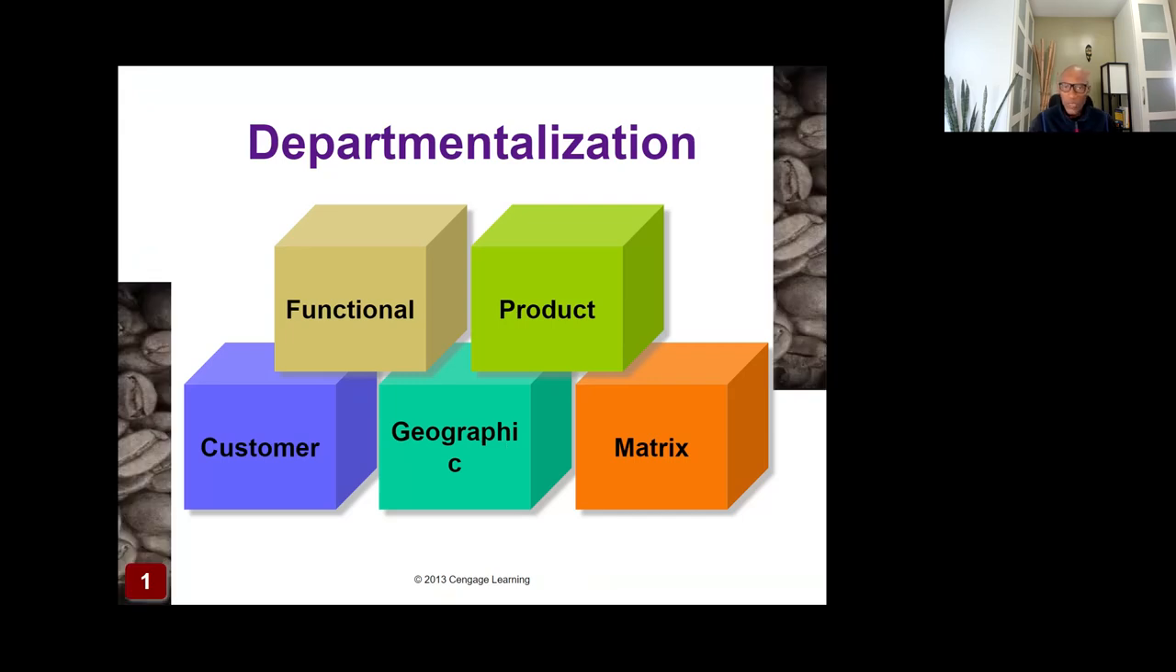So as we said in the introduction, we have departmentalization, creating the organization around certain things such as functional, product, customer, geography, matrix. Not sure why my C is on the other side, but we will take a look at that later.